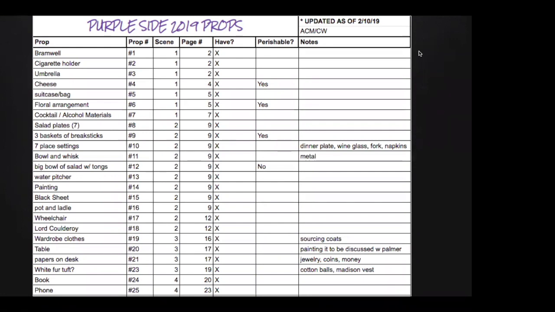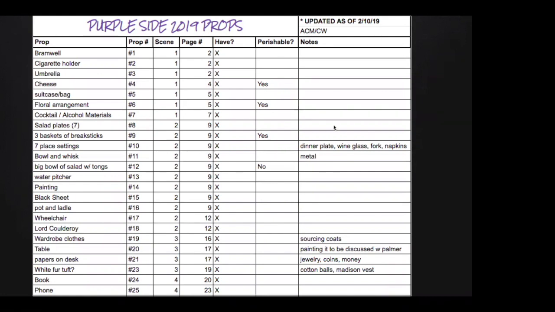And then on the far right, you have notes to make things more specific. So with the white fur tuft on the very bottom, that's number 23. That's potential materials that the director thought that the fur tuft could be made out of.